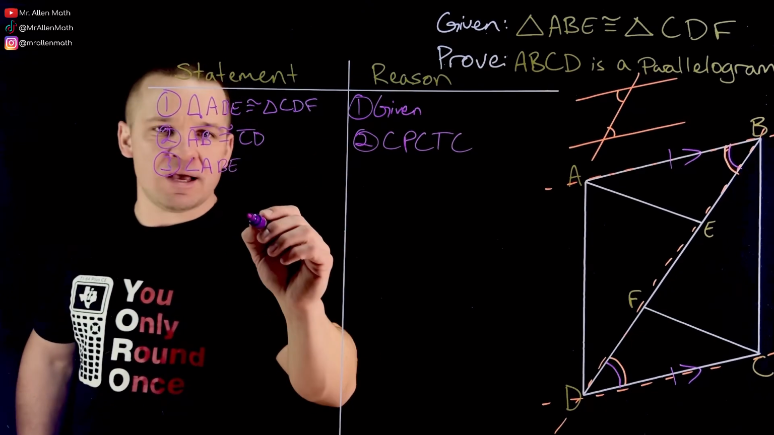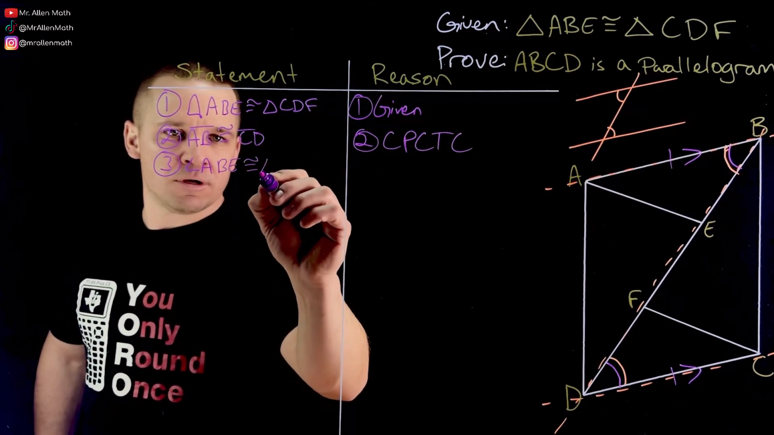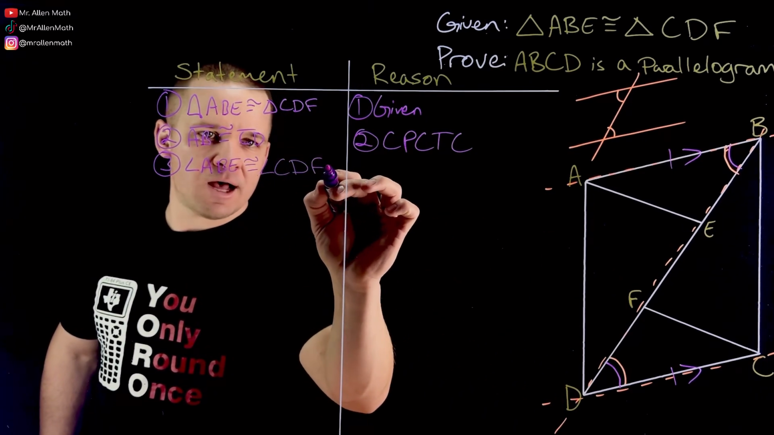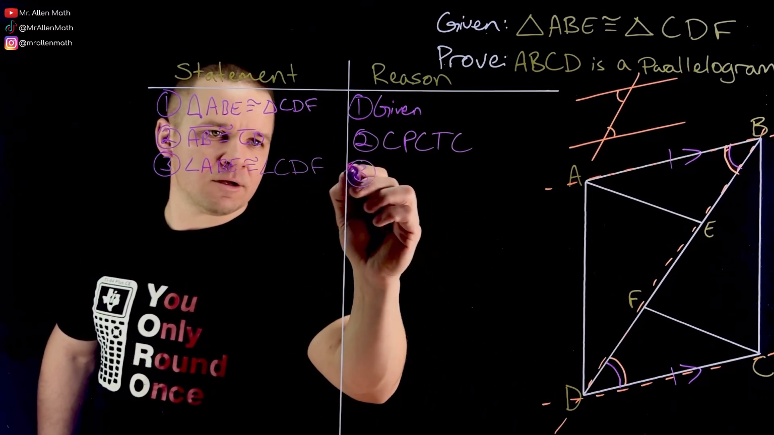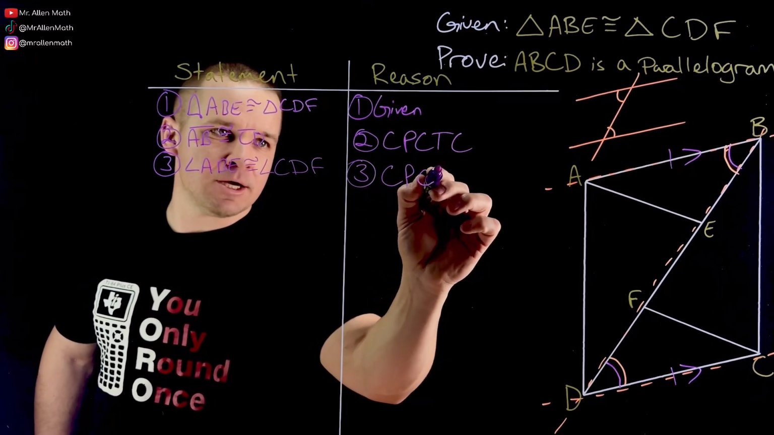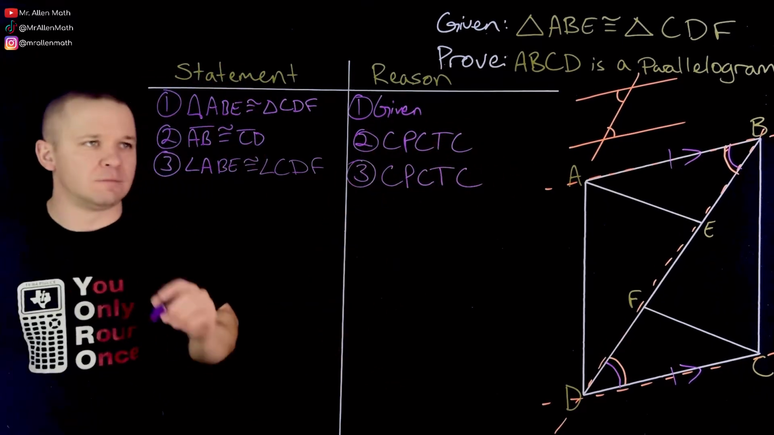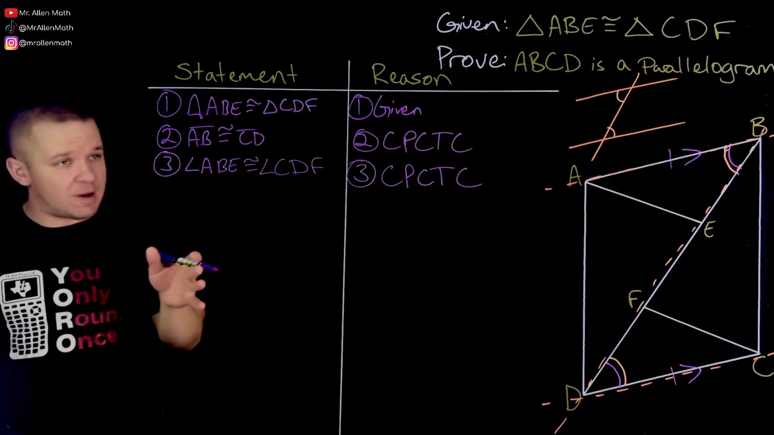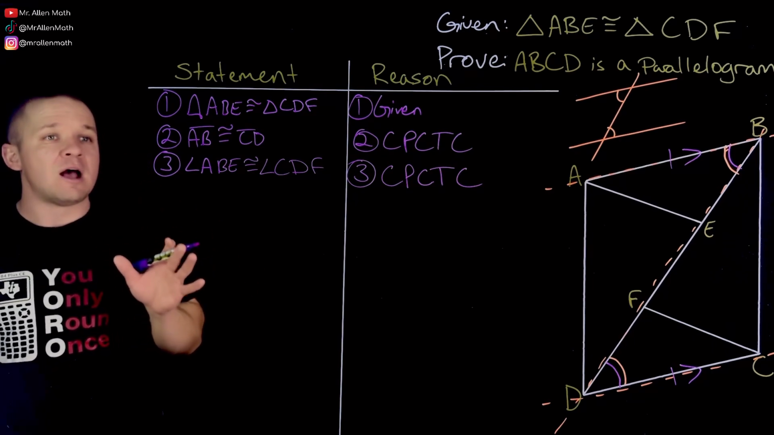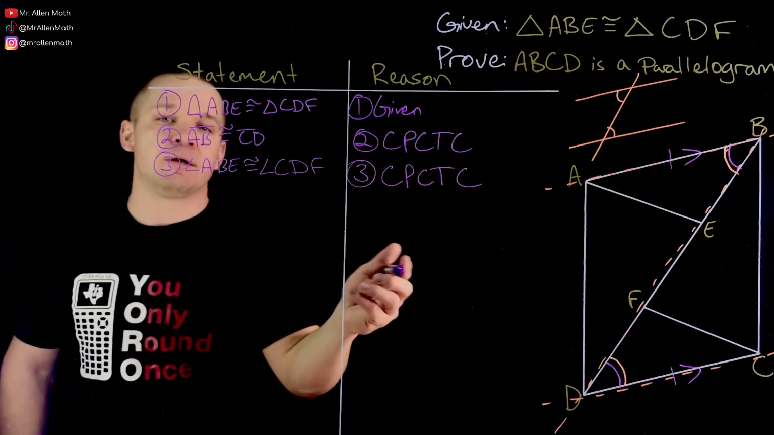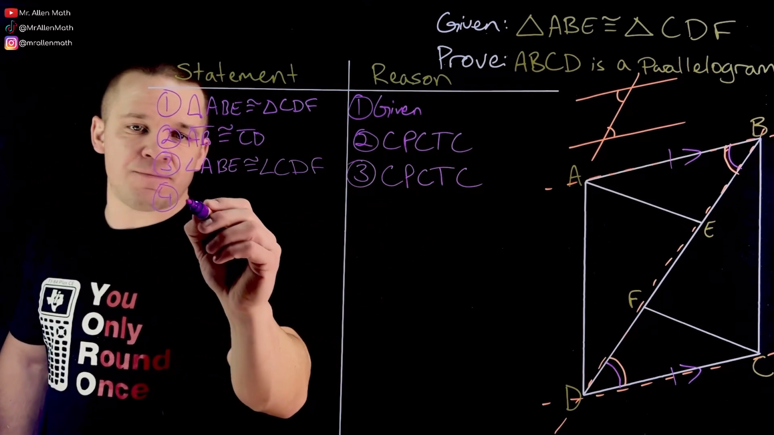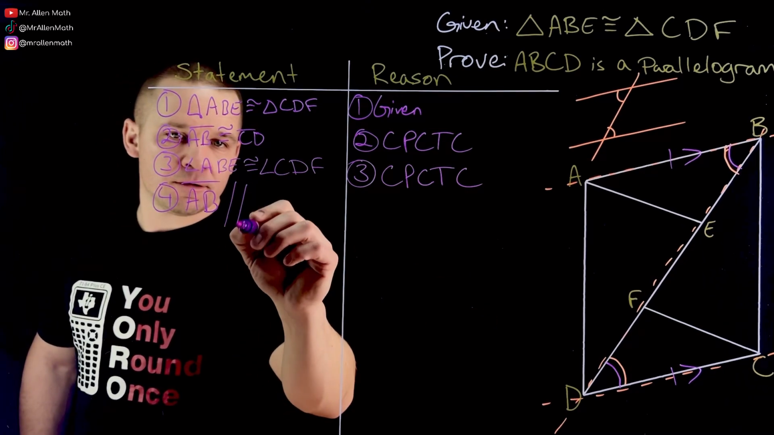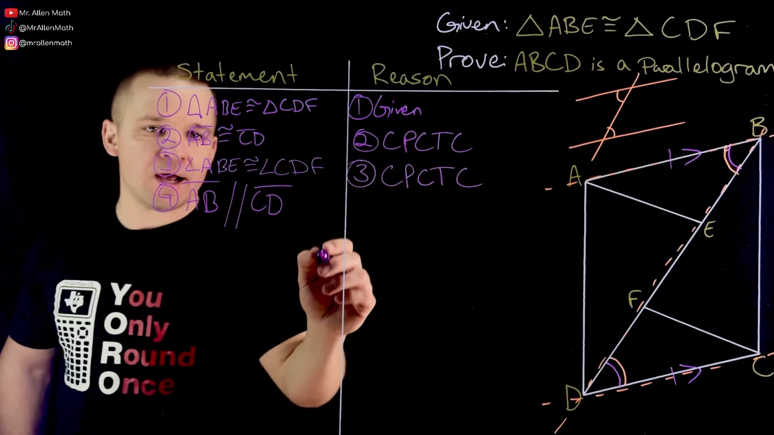So angle ABE, lovely, is congruent to angle CDF. And then our reason, once again, is CPCTC. Boom. Okay. Now I'm using this, because this isn't going to get me my parallelogram yet. I'm using this to prove that two lines are parallel. So now what I'm going to say is that AB and CD are parallel.